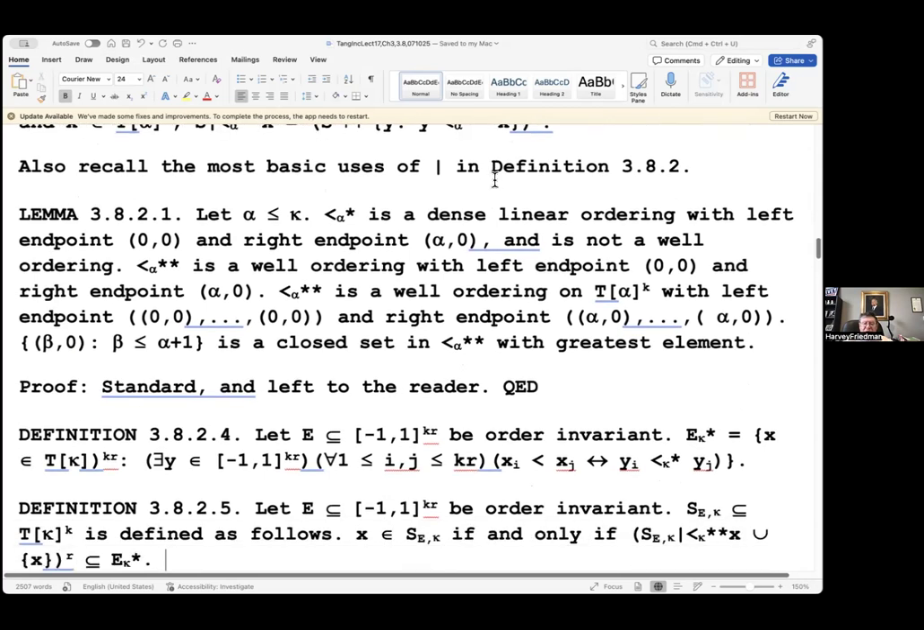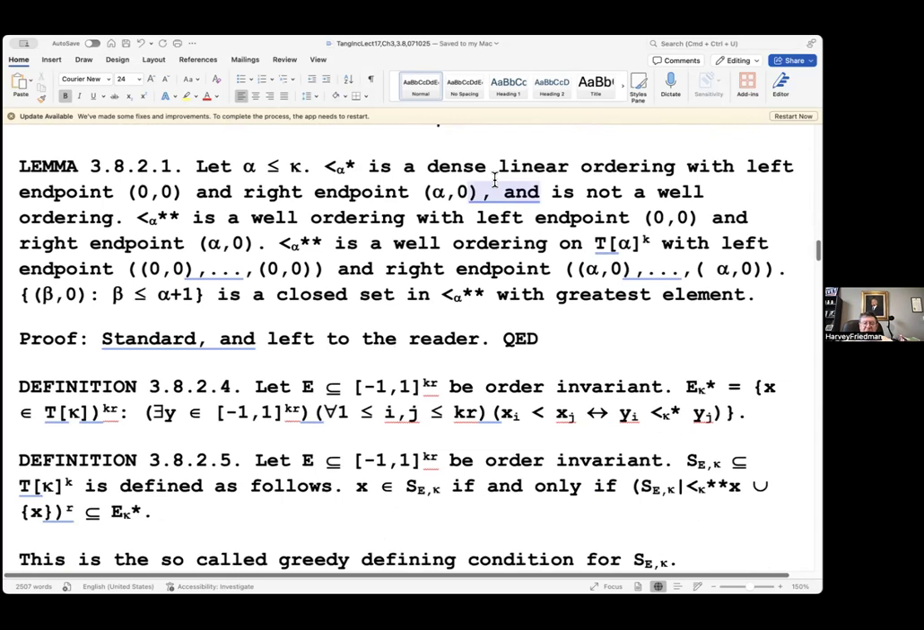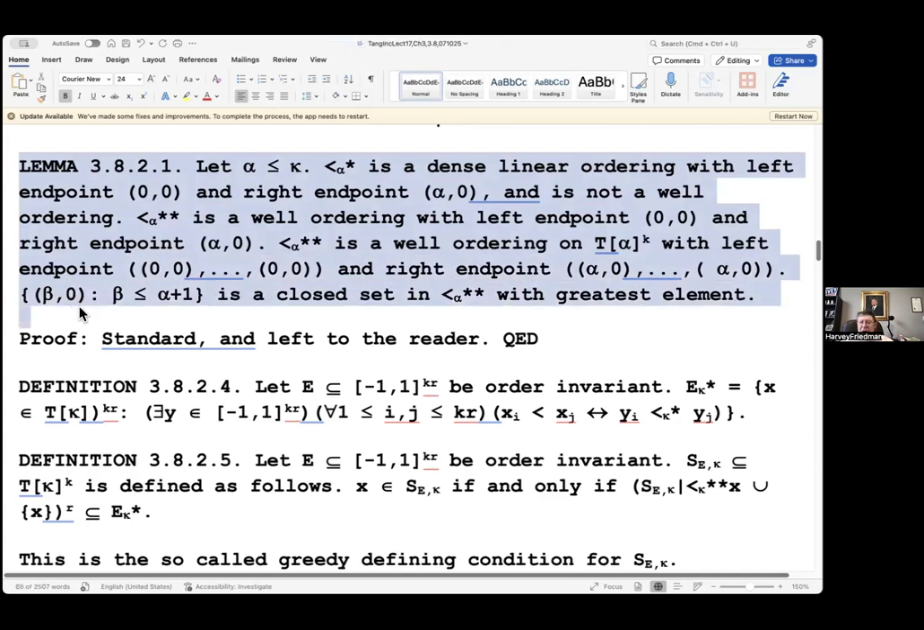All right. Now this just summarizes basic properties. This is a dense linear ordering. This is a well ordering. It tells you what the endpoints left and right are. And this is good in order to have confidence that you actually know how these definitions work and what these constructions mean. All right.